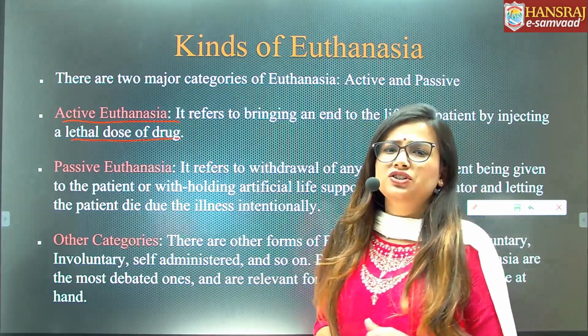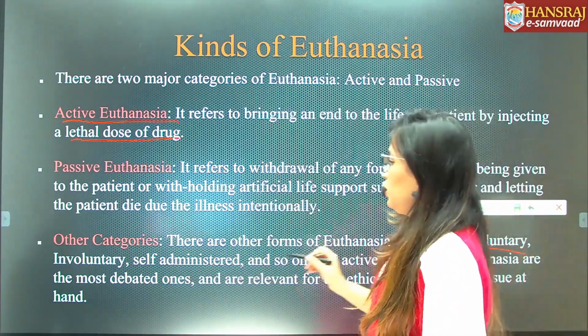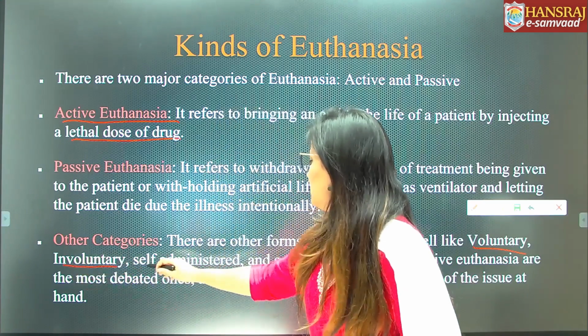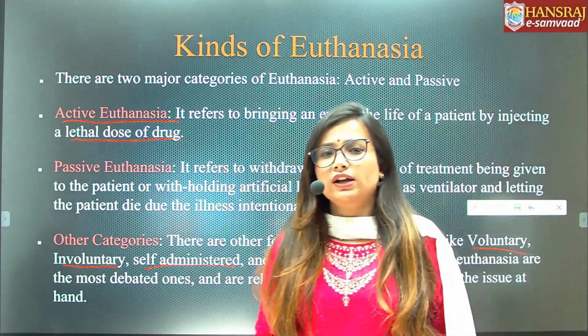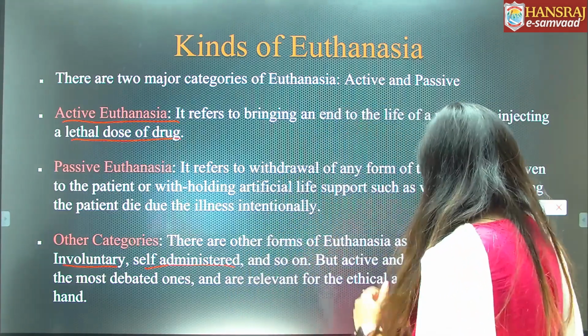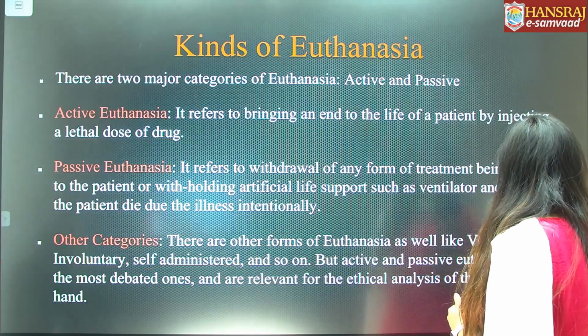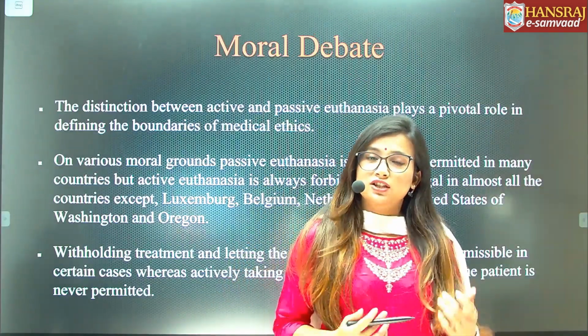Now, there are other categories of euthanasia as well, which are voluntary euthanasia, involuntary euthanasia, self-administered euthanasia, and many more. But those are not very important categories, and those are not even relevant to our discussion today. So we'll move on to discussing the moral debate when we talk about active euthanasia and passive euthanasia.